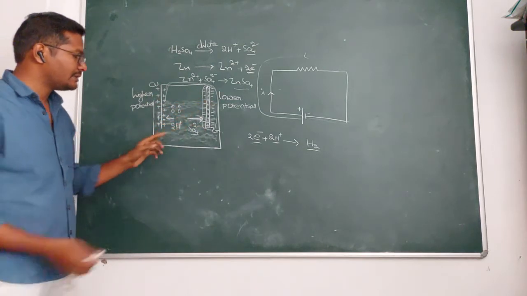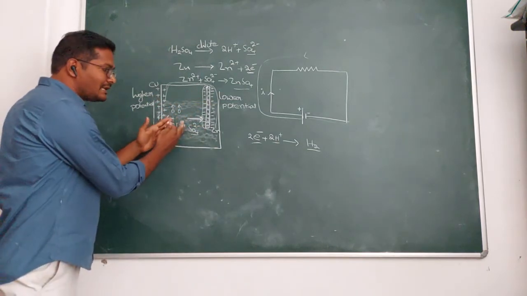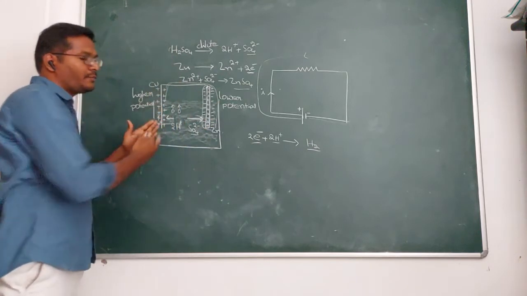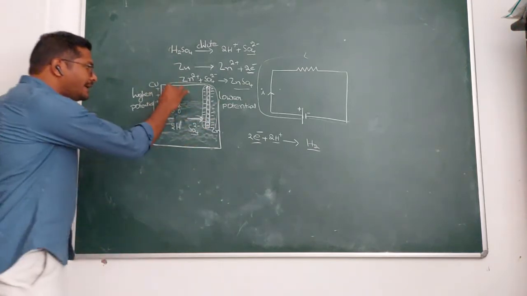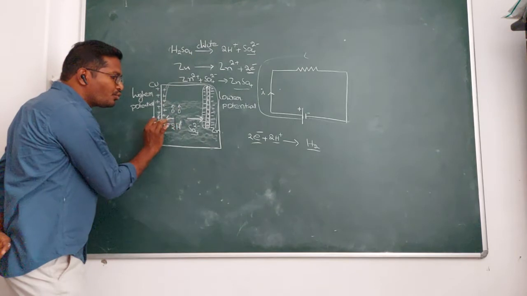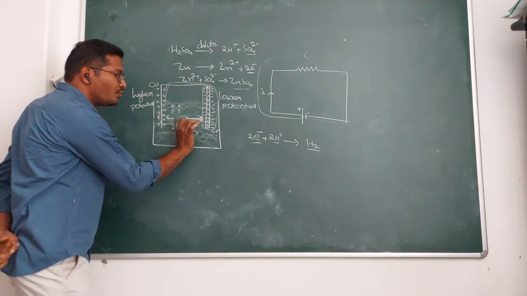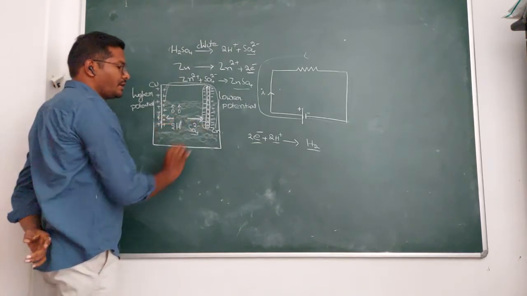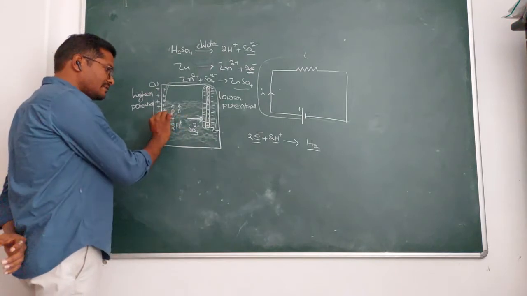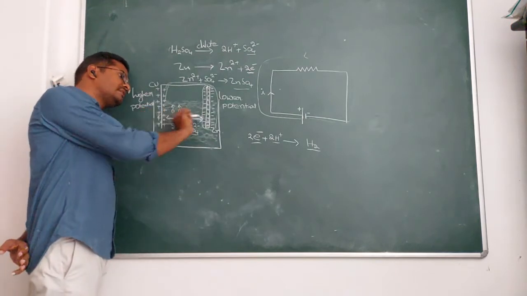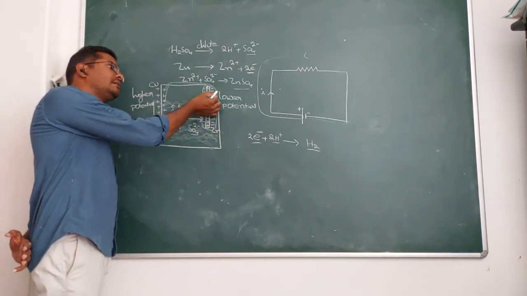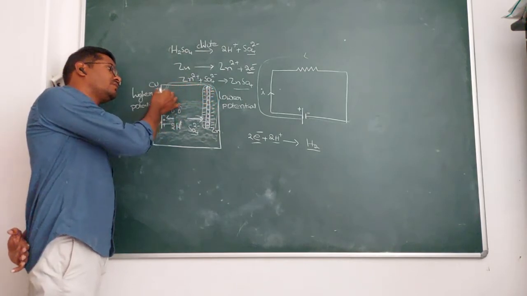Outside the cell, this is the chemical. The chemical in the cell is moving from lower to higher. Inside, SO4 2 minus, that means negative, is moving from higher potential to lower potential. Inside the cell, SO4 2 minus is moving towards the zinc. Outside the cell, negative is moving from lower to higher potential.